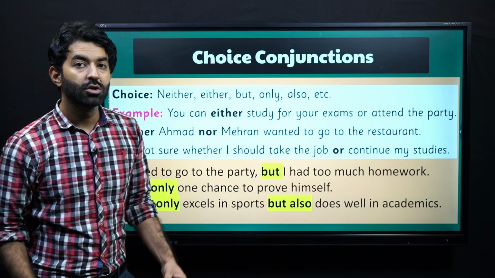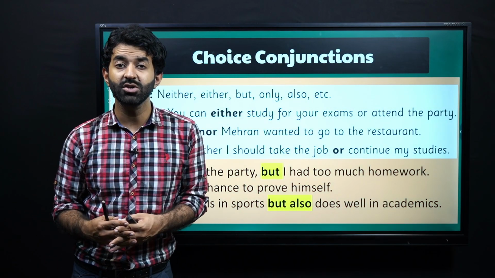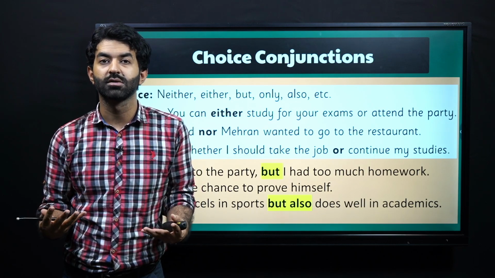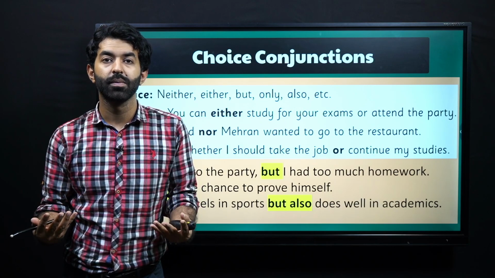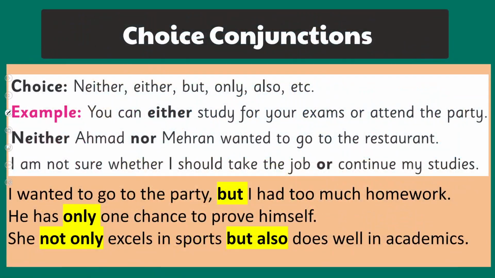Let's talk about choice conjunctions. Conjunctions that show us choice. So when we are giving a choice, we use them accordingly. Choice: neither, either, but, only, also, etc. So these are the conjunctions that are used for showing choice.